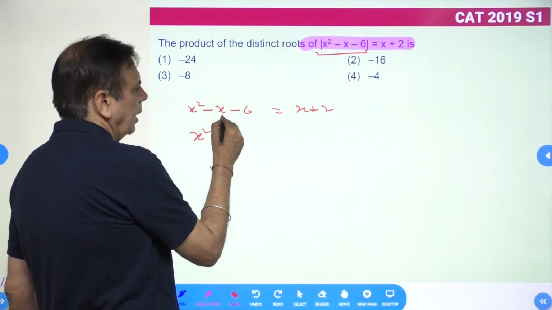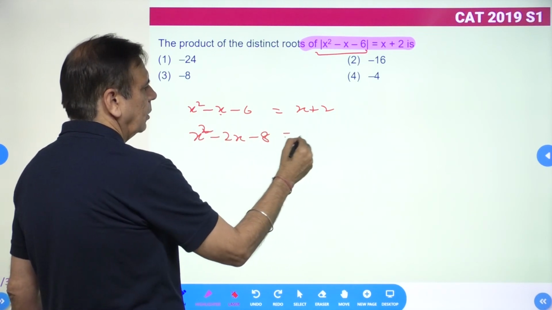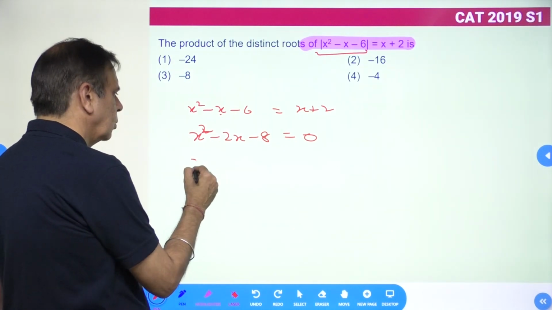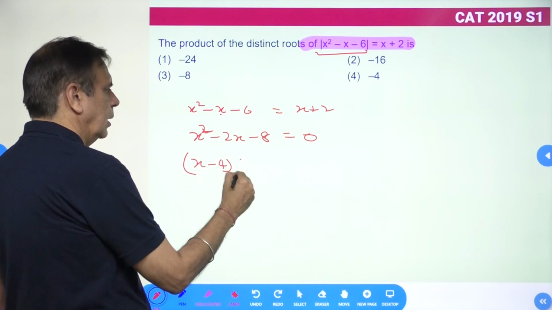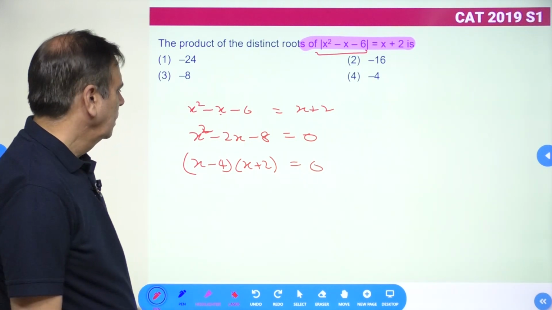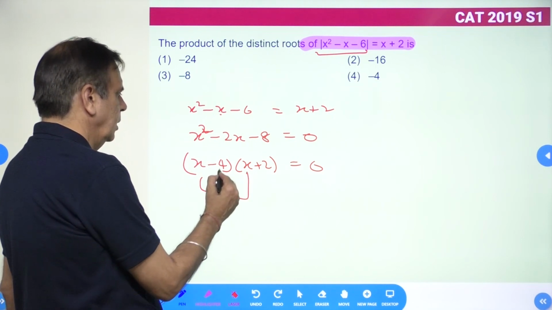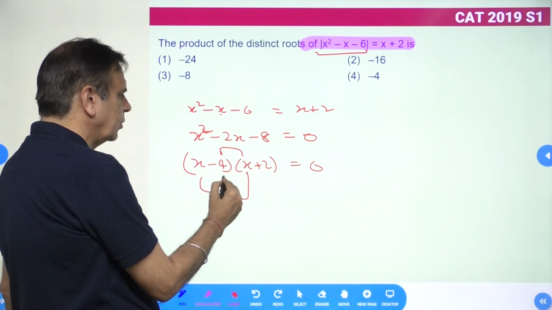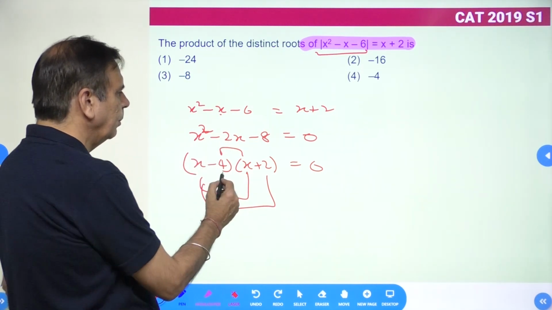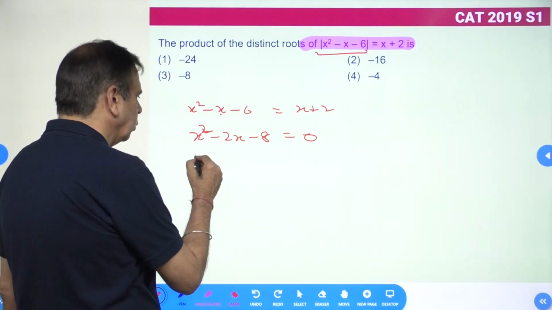X square minus 2x minus 8 is equal to 0. So what should it be? 4 into 2, 8, minus 4 into plus 2. So x minus 4 into x plus 2 is equal to 0. Just to be clear, x square, minus 4x and plus 2x, so net will be minus 2x only. And similarly, minus 4 into plus 2 is minus 8.